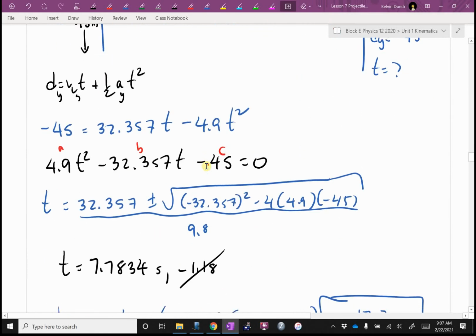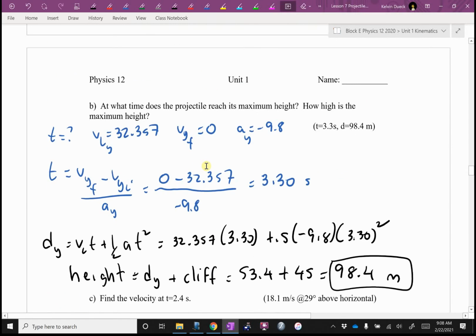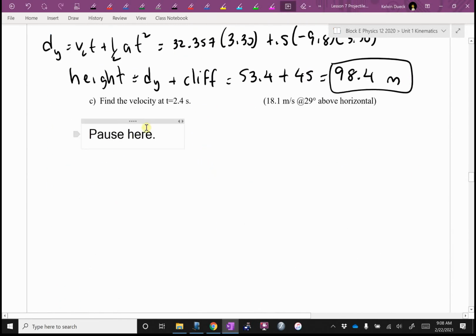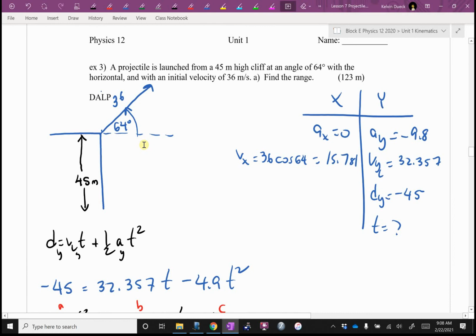So we looked at a few, and you noticed it took a fair bit of time to find time. Once you had time, though, the question tended to fall apart. So we paused on part C. So here's what we had said. Just pick up where we left off.